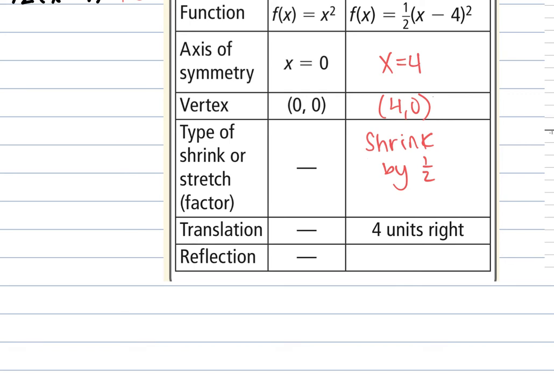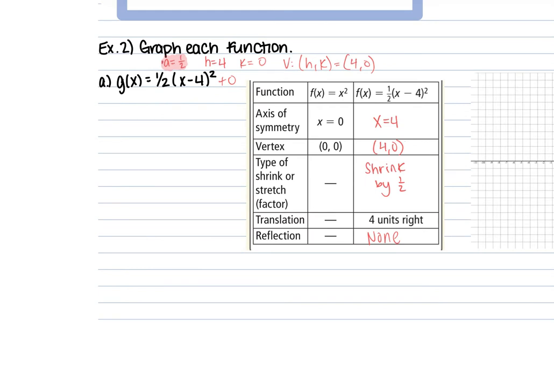Yes. Yes. No. Who says no, raise your hands. Who says yes, raise your hands. Someone who said no, explain to me why there's no reflection. Bruno? There's no negative in front of the A, okay? So we're going to put none. Remember, the only reflection that can happen is if this A term was a negative. And since it's positive, we're going to have a right side up graph.